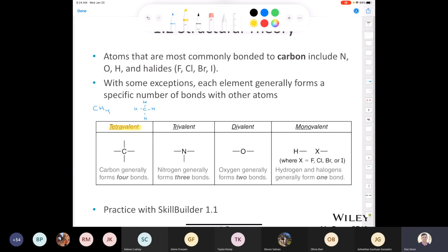If we're talking about a neutral nitrogen atom, it's trivalent. It means it has 3 bonds. And again, this is generally speaking. Oxygen is what we call divalent. It has 2 bonds. Let me give you an example of that.